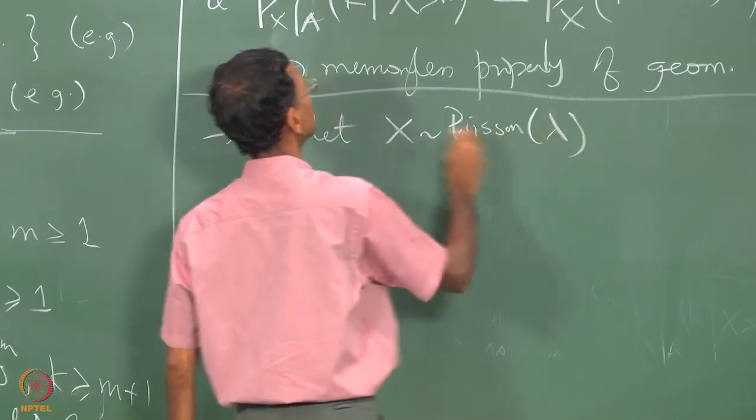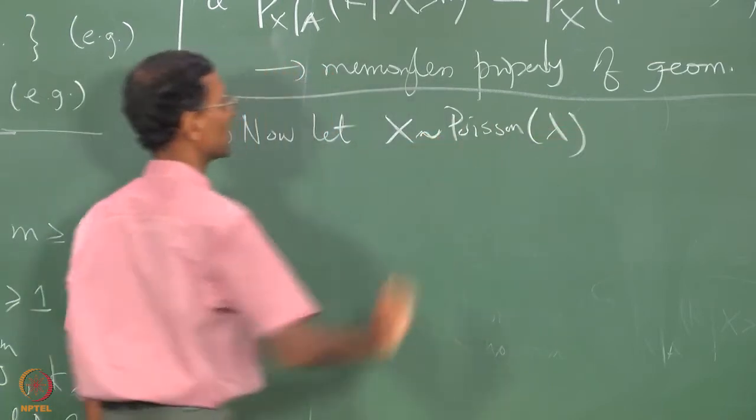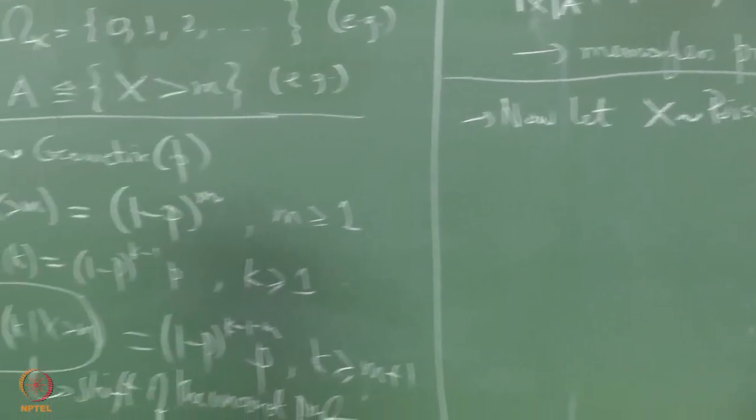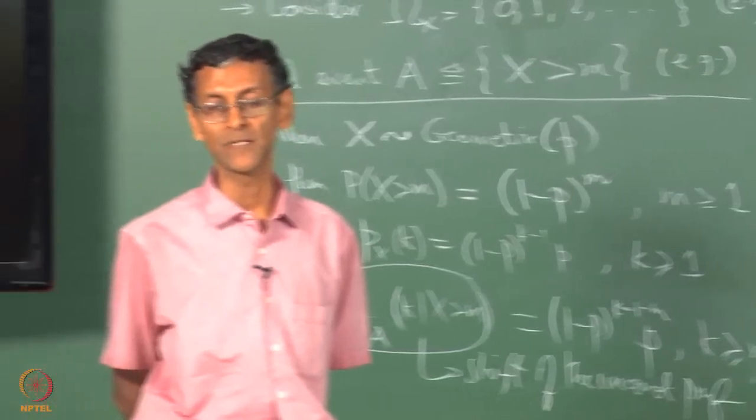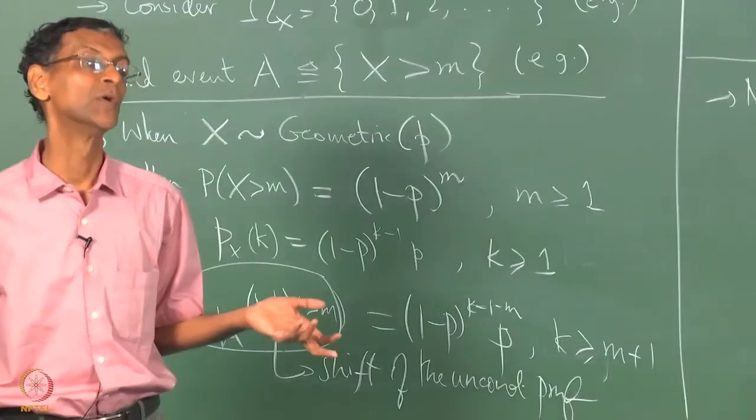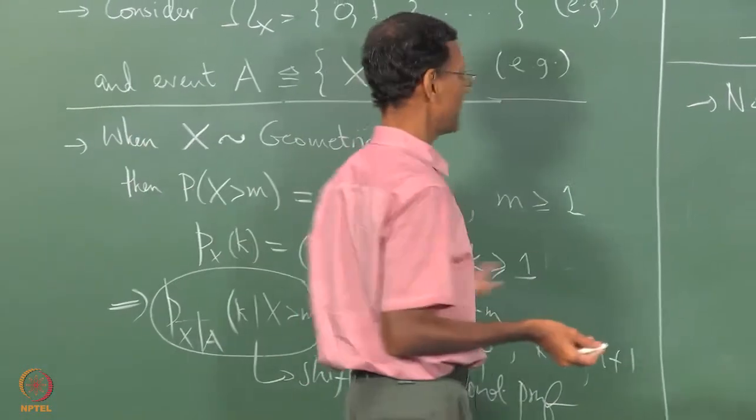Supposing I use X tilde, X is Poisson with parameter lambda. Now it turns out that I do not have a closed form expression for P(X > m) in this case, but it does not matter, I do not need a closed form.